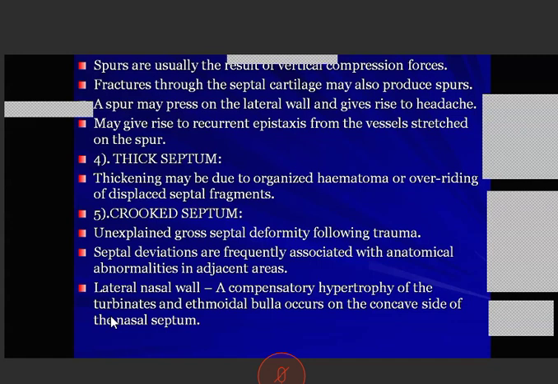So in the lateral nasal wall, a compensatory hypertrophy of the turbinate or an ethmoid bulla occurs on the concave side of the nasal septum. So if it is there, there will be a deviation to the other side.